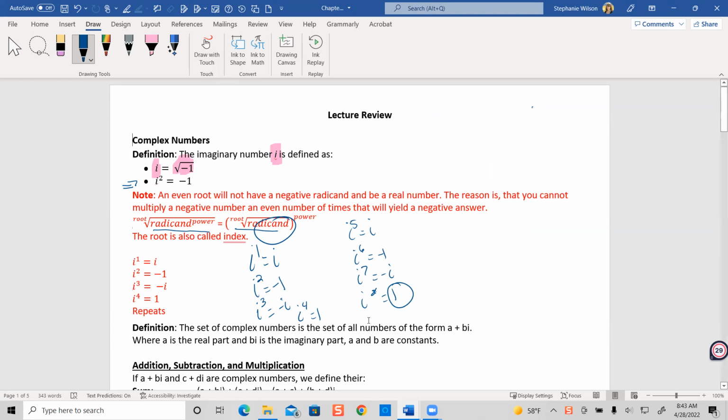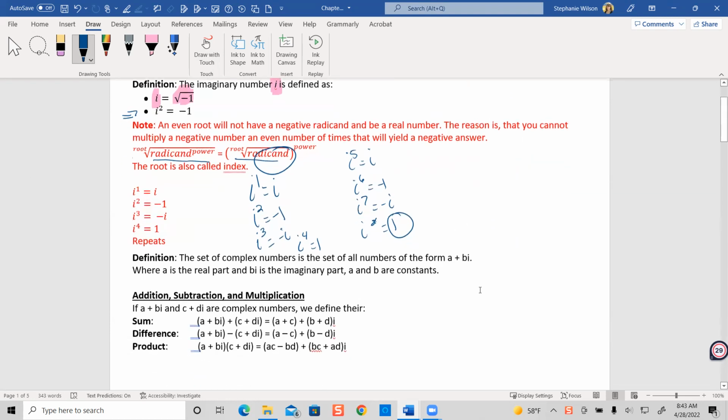The definition of the set of complex numbers is the set of the real part, which we're going to call a, plus or minus the imaginary part, which is bi. a and b are considered constants, and the i with the b is letting us know that that's the imaginary part.